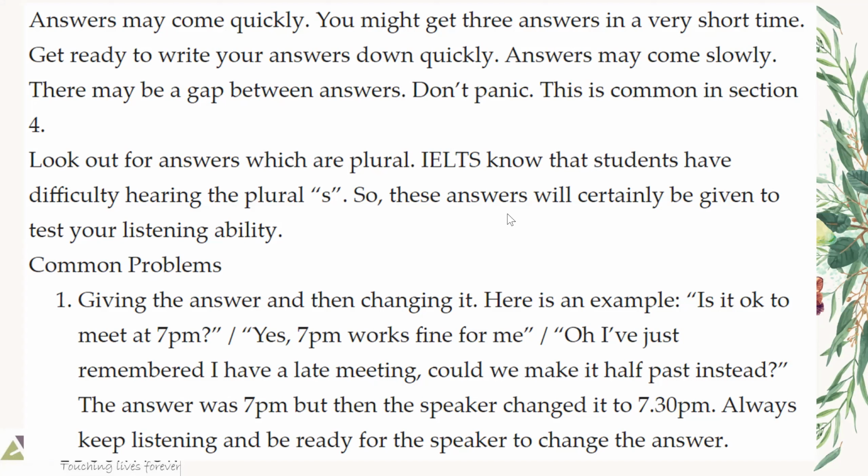First, giving the answer and then changing it. Here is an example. Is it okay to meet at 7 p.m.? Yes, 7 p.m. works fine for me. Oh, I have just remembered I have a late meeting. Could we make it half past instead? The answer was 7 p.m., but then the speaker changed it to 7:30 p.m. Okay. Always keep listening and be ready for the speaker to change the answer.